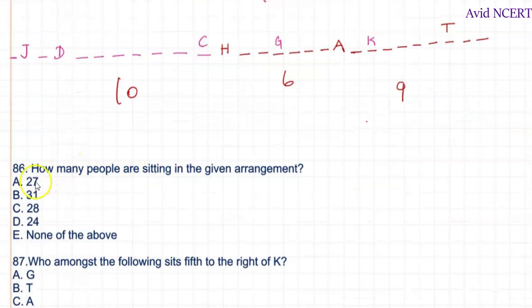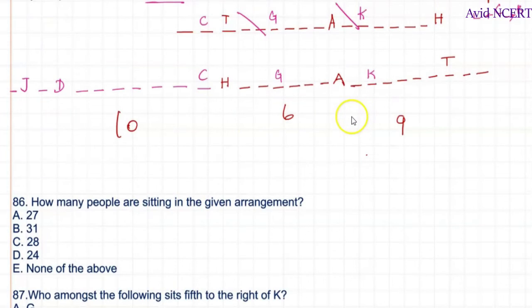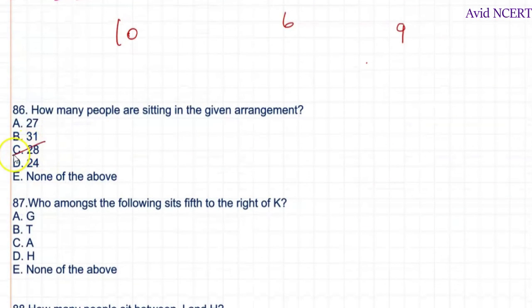Now we'll solve the 86th problem. How many people are sitting in the given arrangement? So we have to find the number of people sitting in this given arrangement, which is 9 plus 10, which is 19. So 19 plus 6 is 25, and 26, 27, 28. So 28 people are sitting in this given arrangement.